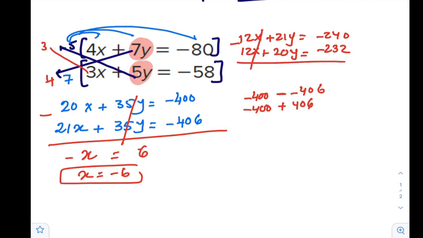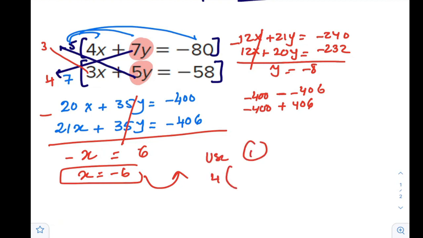So 21y minus 20y is 1y, and you have here negative 240 minus 232, which means plus 232, which is negative 8. So that's all. If you replace, you should have, let's do the replacing thing. I will use the first equation.